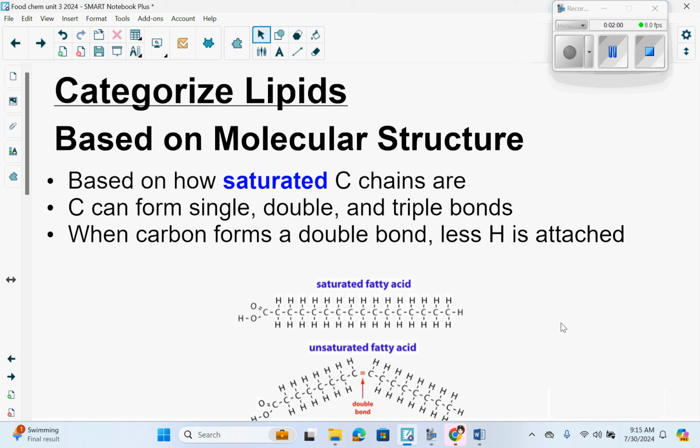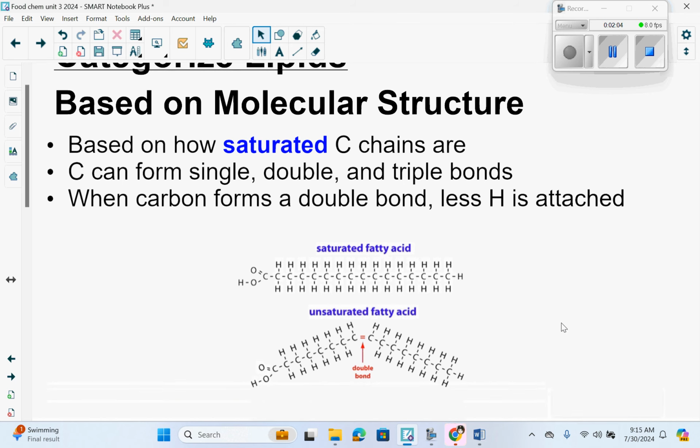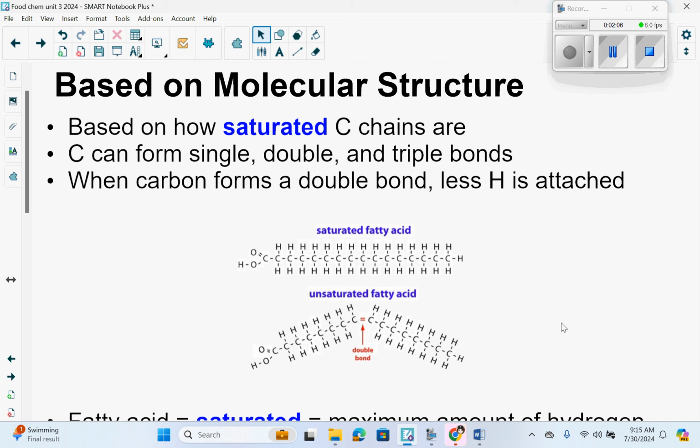Categorize lipids. You can categorize lipids based on molecular structure, based on how saturated the carbon chains are. So what does this saturated mean? Well, carbon can form single bonds, right? It's these lines in between the carbons, connecting them together. Double, right here, that's called a double bond. And triple bonds. You could also have three of these lines between, right? When carbon forms a double bond, less hydrogen.